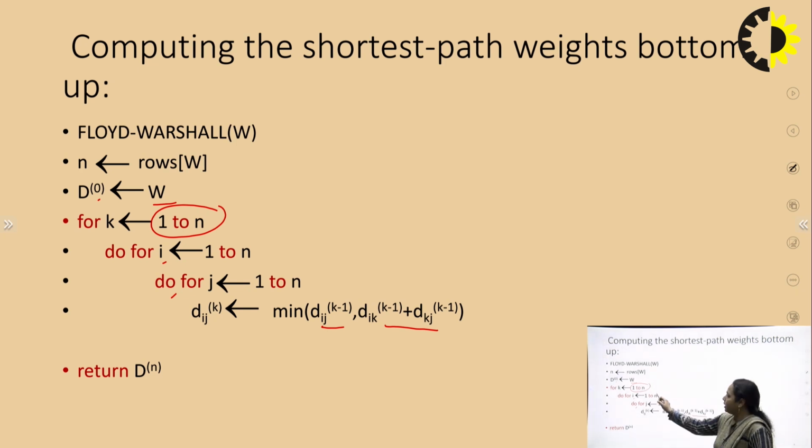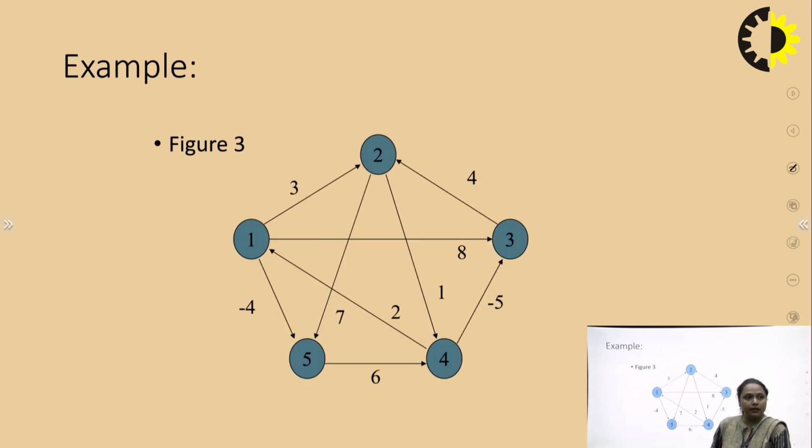As you can see, this n is used, this n is used, and this n is used. So we can compute the complexity, as we have discussed in the previous slides. What is the complexity of the algorithm? That is O of V cubed, where V is the vertex count.